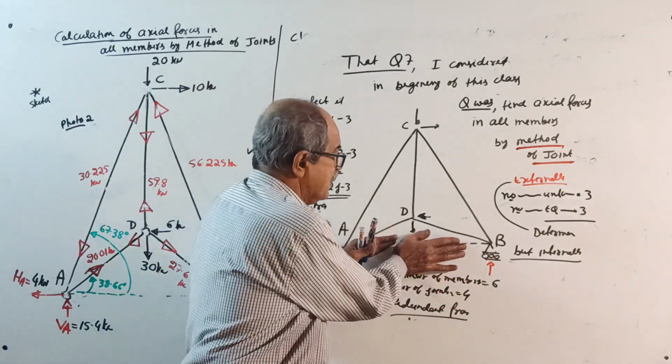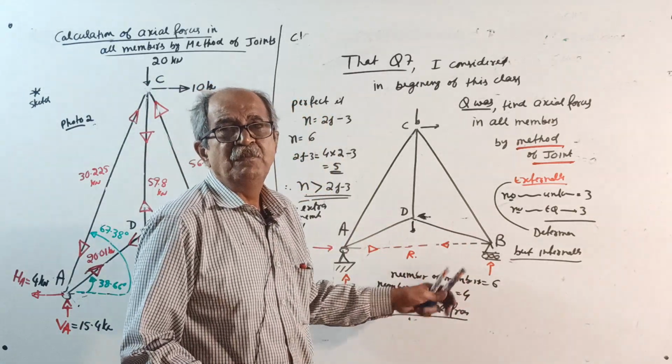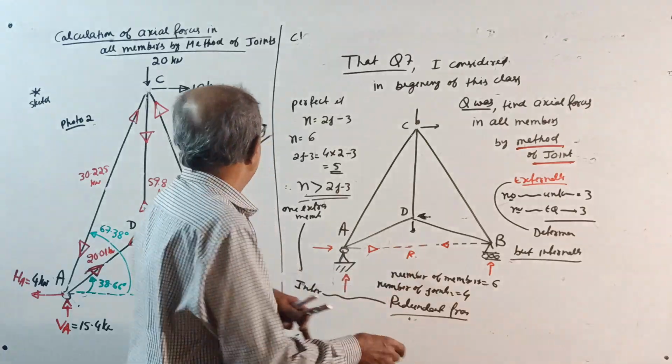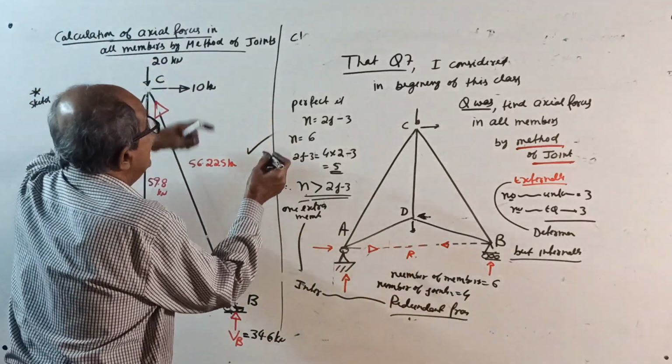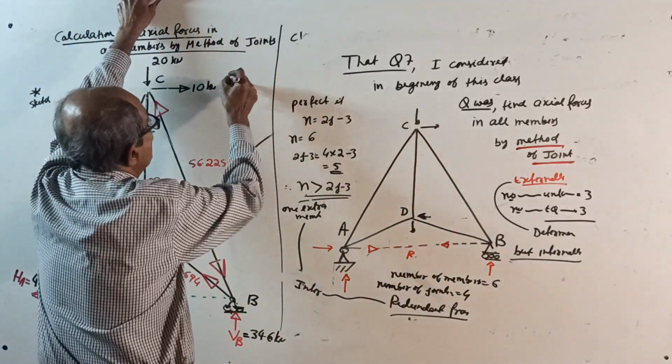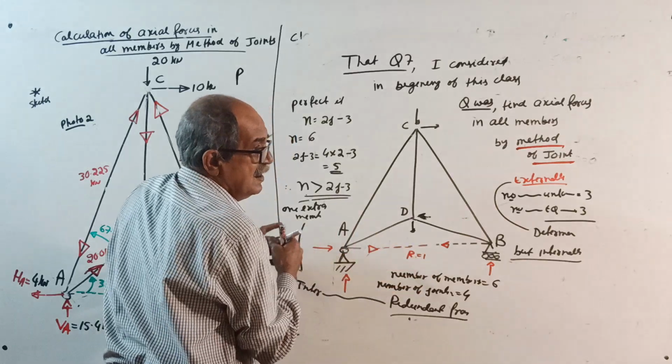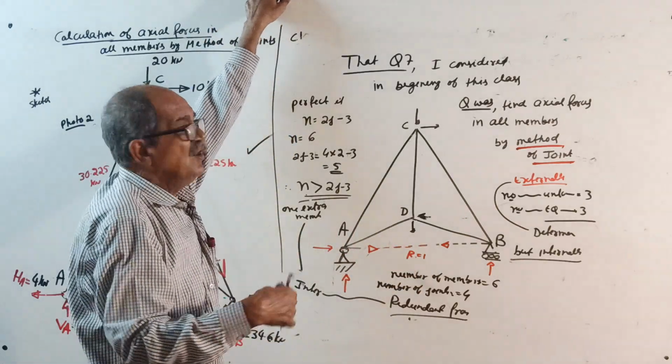I will remove this member, and then it will become statically determinate. Find forces in all the members. That is here, see, this sketch. That force is called P. Then, in place of R, you put 1. Again find forces in all members.